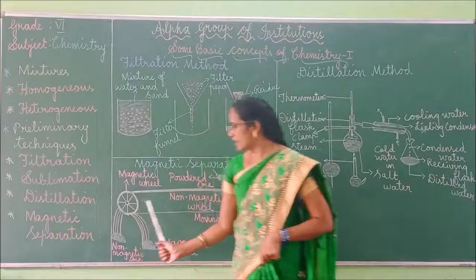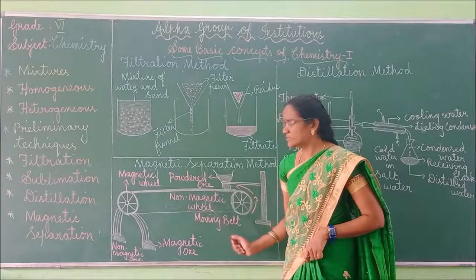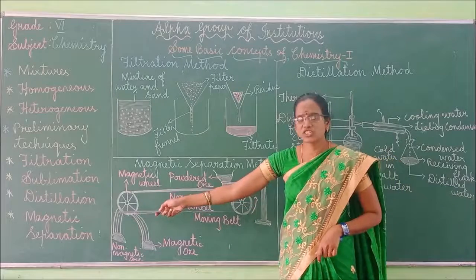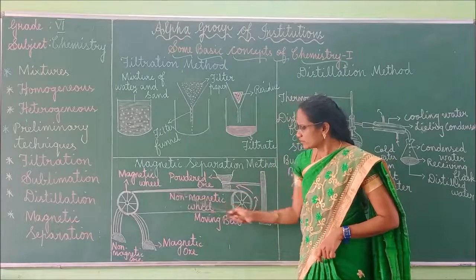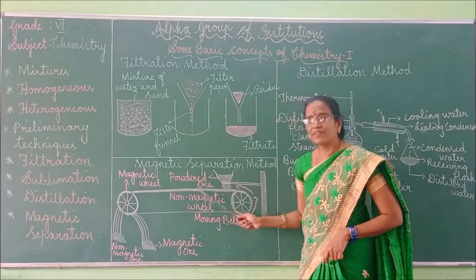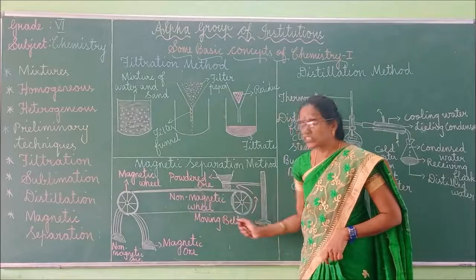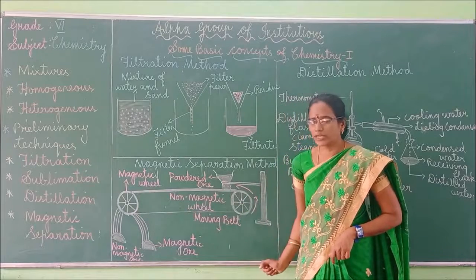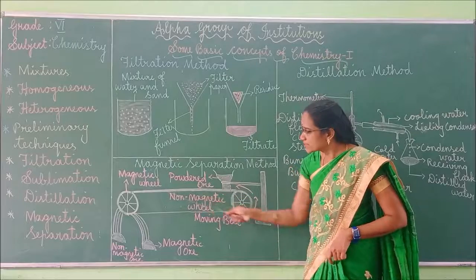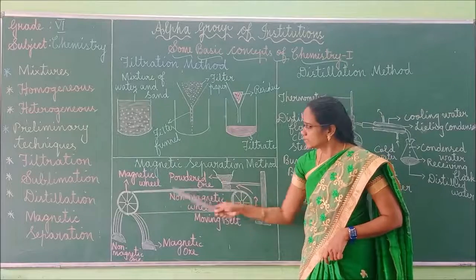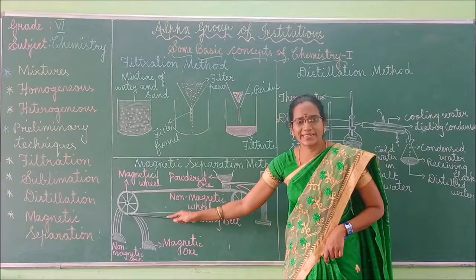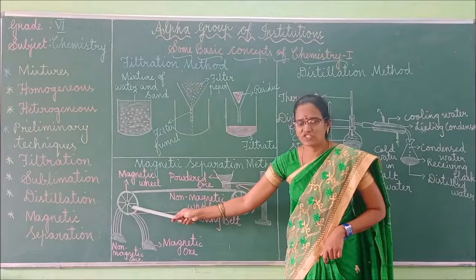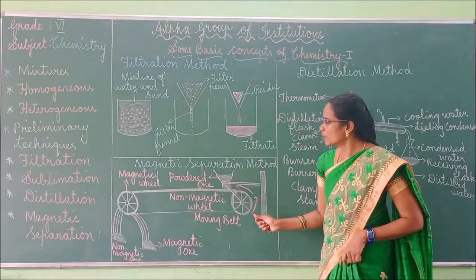Look at this diagram. This setup is used for this magnetic separation process. Here, this is the conveyor belt. This setup is used with the conveyor belt, and two wheels are attached here. One of these wheels is magnetic in nature. Here this is a powdered ore.